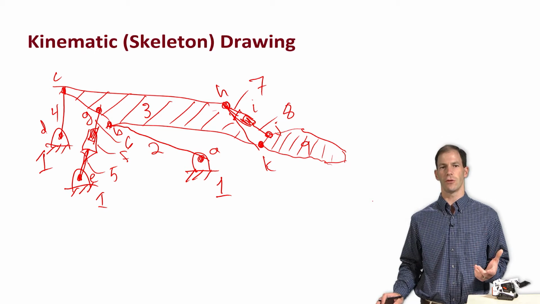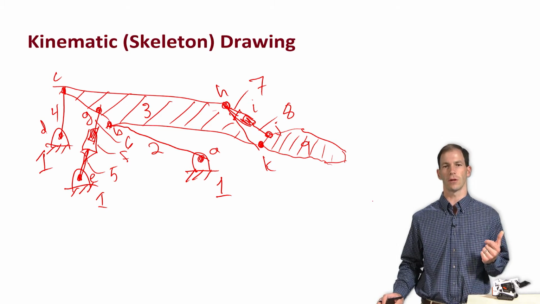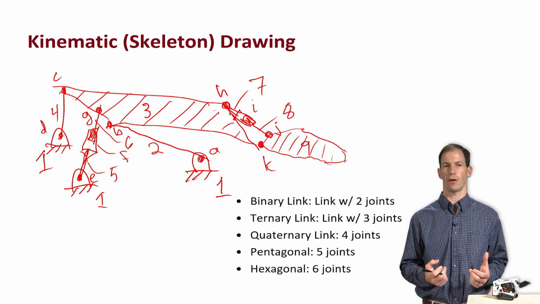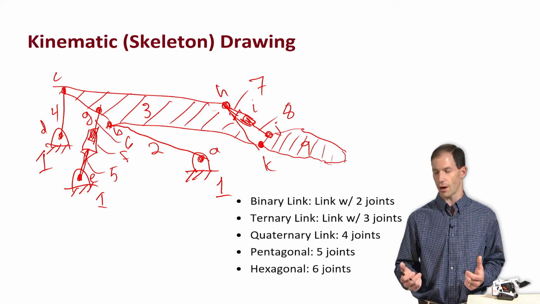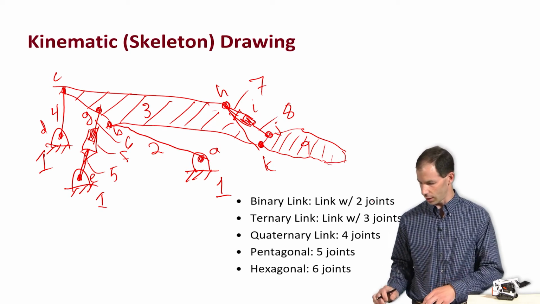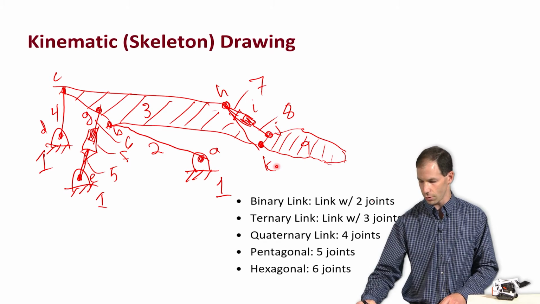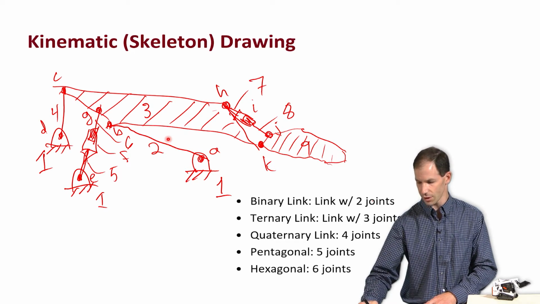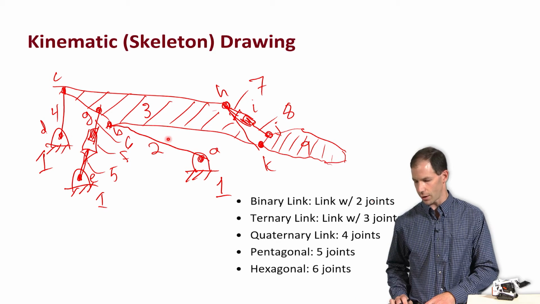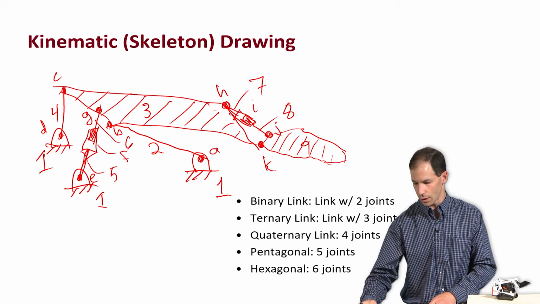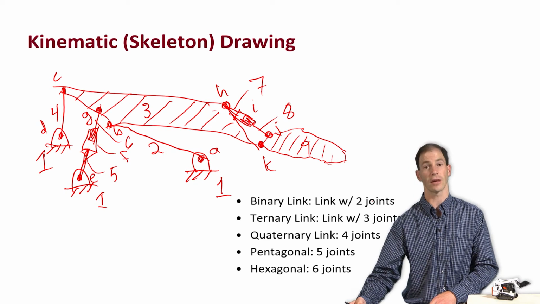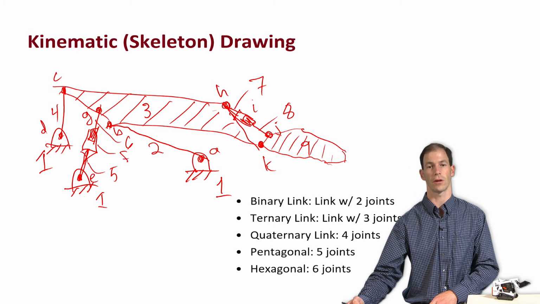Now, the other thing I want you to do is start identifying different types of links. Normally we identify links by how many joints they have on them. So a binary link has 2 joints on it. In this case, I have quite a few binary links. Link 2 would be a binary link, as would be link 4, link 5, link 6, link 7, link 8, and link 9. Those all have 2 connections on them.